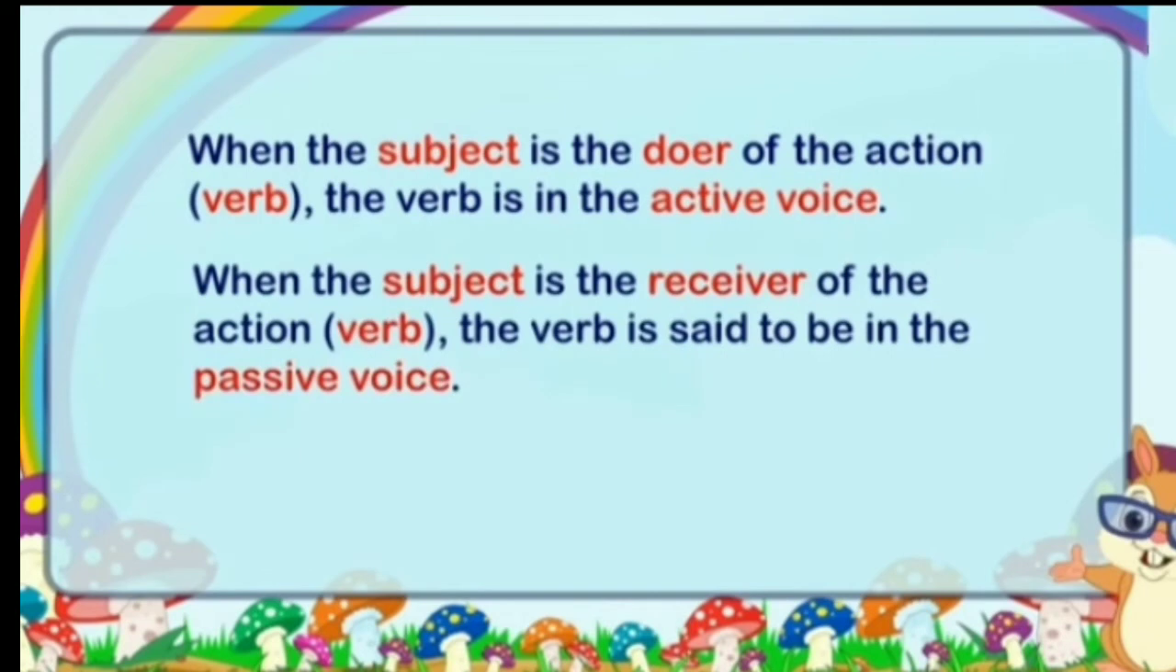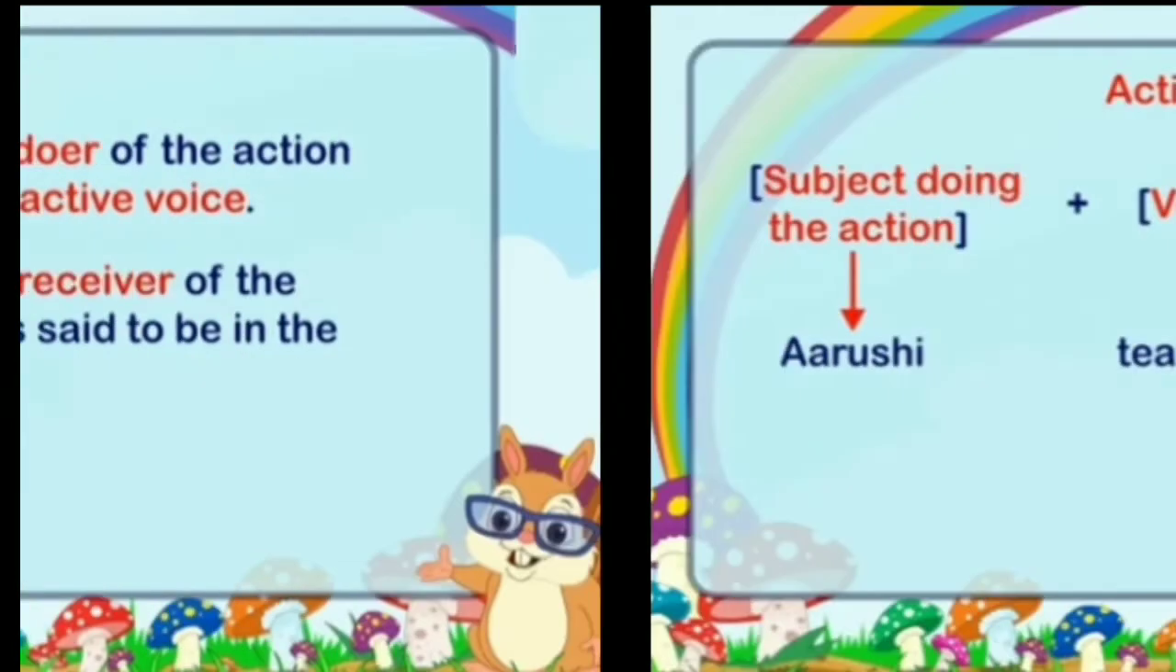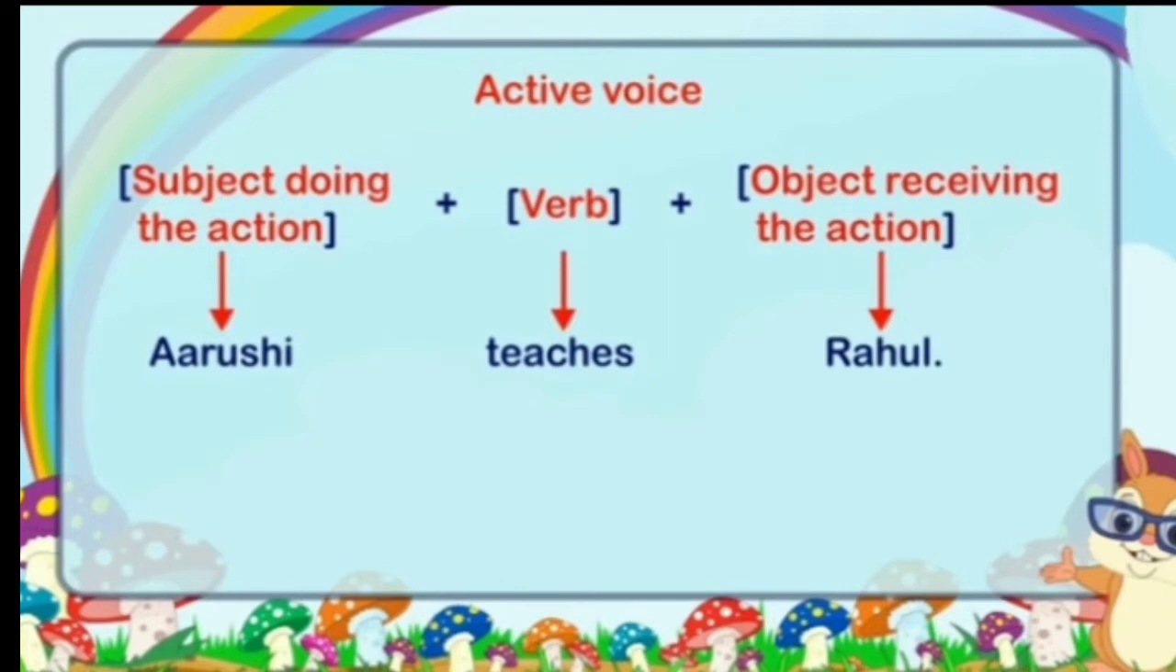In other words, when the subject is the receiver of the action, the verb is said to be in passive voice. And when the subject is the doer of the action, the verb is said to be in active voice. Now I'll introduce you to the format of the active voice.